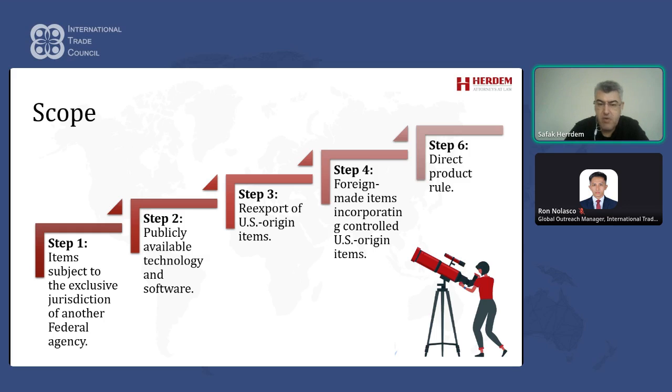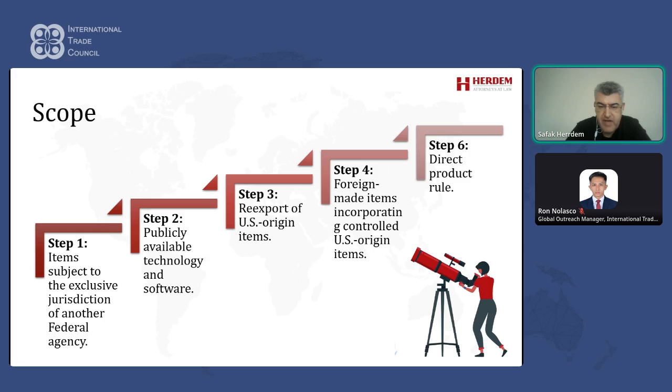Step 3 is re-export of a US origin item. This step is appropriate only for re-exporters, and for an item in a foreign country, whether the item is of US origin should be determined. Step 4 is foreign-made items incorporating controlled US origin items. This step is appropriate only for items that are made outside the United States and not currently located in the United States. Special requirements and restrictions apply to foreign-made items that incorporate US origin encryption items.